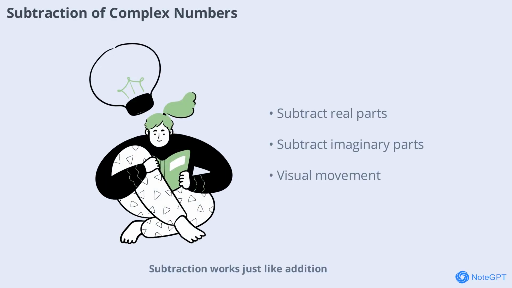Subtraction works just like addition. To subtract one complex number from another, you subtract the real parts and the imaginary parts separately. For instance, (5 + 6i) - (2 + 3i) gives you (5 - 2) + (6i - 3i), which is 3 + 3i. This operation is also easy to represent visually, helping you see the movement on the complex plane.